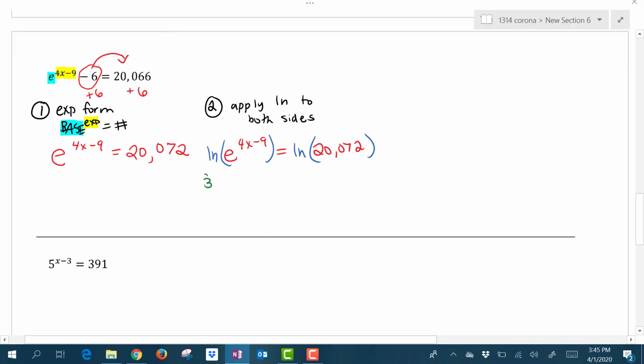Alright, we'll use a property of logs. Natural log and e. Ln is log base e. If the base of the log and the base of the input match, they cancel each other out, and we're left with whatever the exponent was. So we end up with 4x minus 9 is equal to, on this side we still have the natural log, we still have the ln, because the base of the log and the base of the input didn't match on the right hand side.